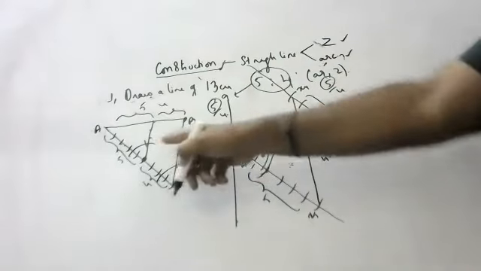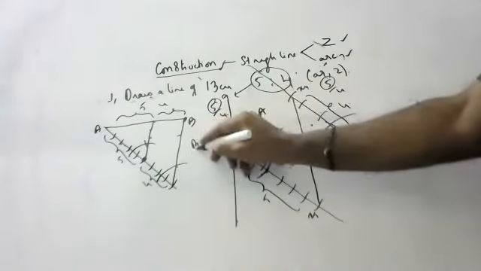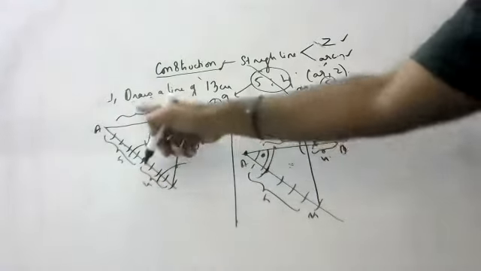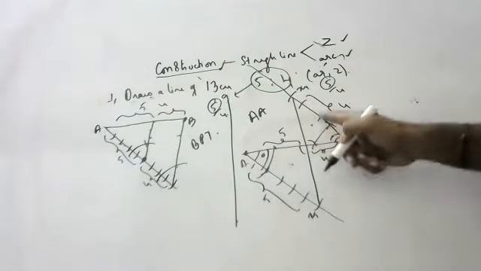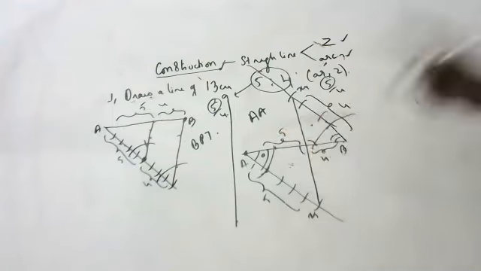Here what will you use, children? BPT. Here what will you use, children? AA similarity. Here what will you use, children? BPT. Okay, these both are parallel lines. So if this is 5:4, this is also 5:4. These both are similar triangles. If this is 5:4, this is also 5:4.